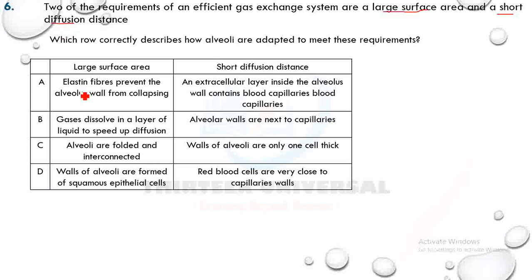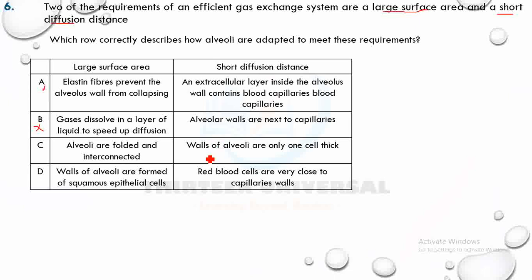So A says elastin fiber prevents alveolar wall from collapsing. No, this is not what provides large surface area. Gas dissolves in a layer of liquid to speed up. No, it doesn't provide large surface area. Alveoli are folded and interconnected. Yes, because they are folded, it provides large surface area. But let's come here.